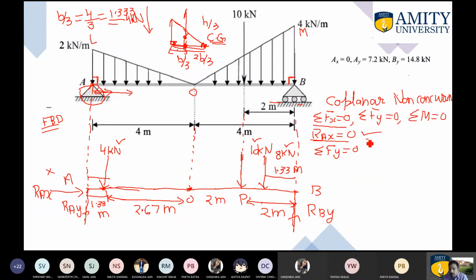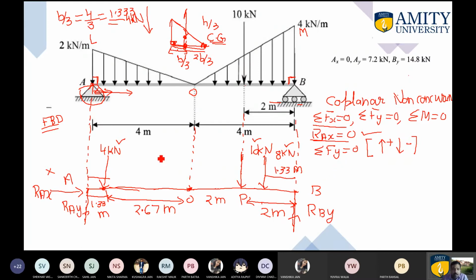Before you apply summation of Fy is 0, always you are required to emphasize on the sign convention. I think all of you are considering upward force as positive and downward force as negative. So you are required to mention the sign conventions also.